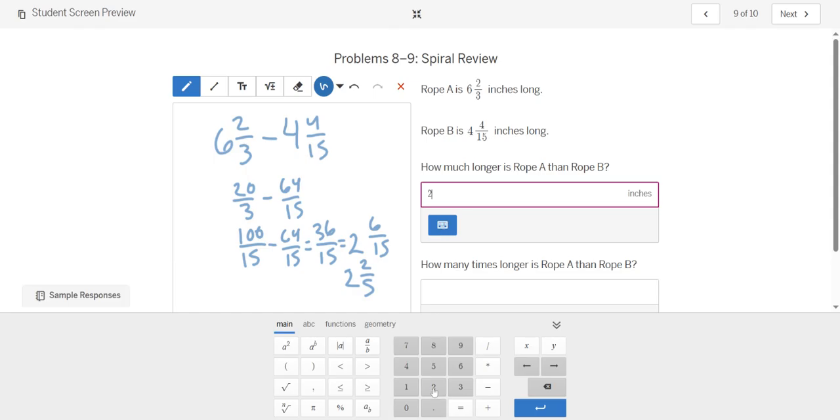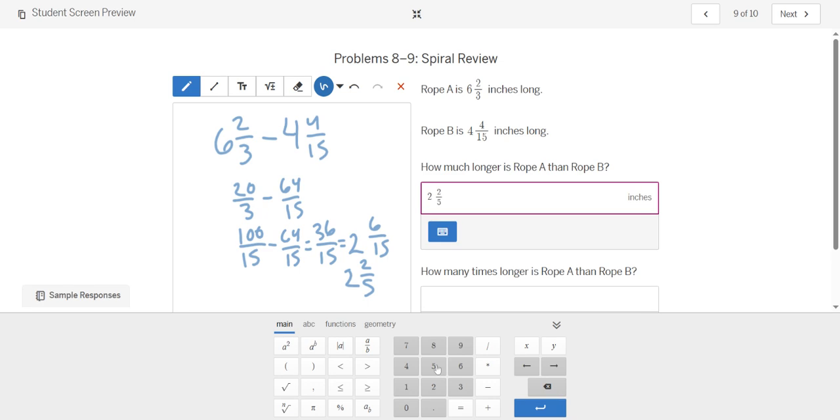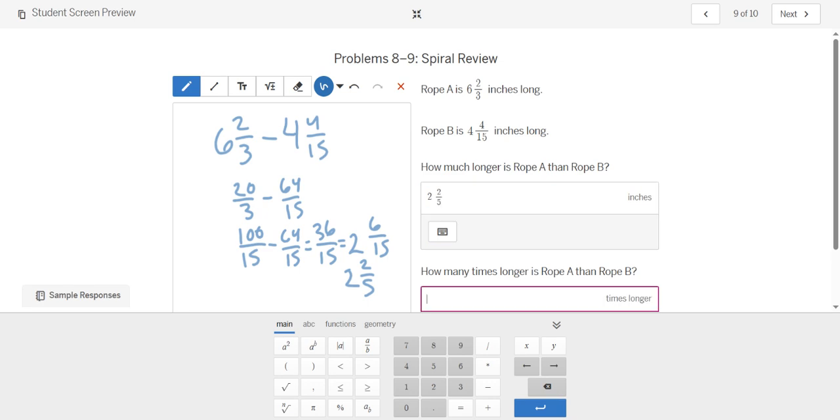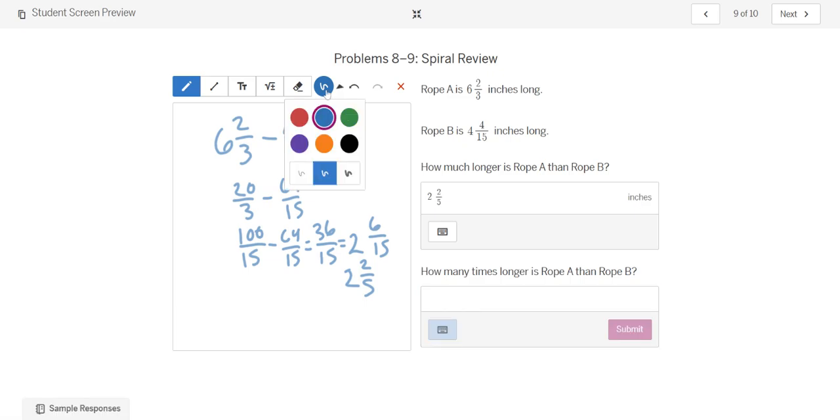2 and 2/5. Okay. How many times? Ooh, that's a division problem. I'm going to switch to red, but I'm going to do it right here because this is the problem right here. I'm just going to change it to a division sign. And so keep, take a look at the right hand side, flip it over, and then you multiply.